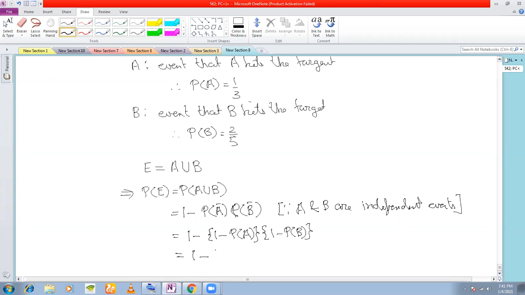1 minus P(A) is 1/3, so 1 minus 1/3. P(B) is 2/5, so 1 minus 2/5, which is 1 minus 2/3 into 3/5. Right, so this 3 cancels. You simply get 1 minus 2/5, which is 3/5. That is your answer.